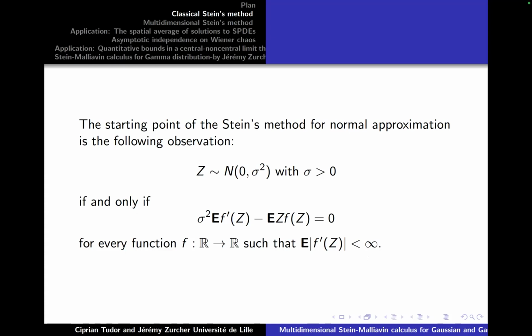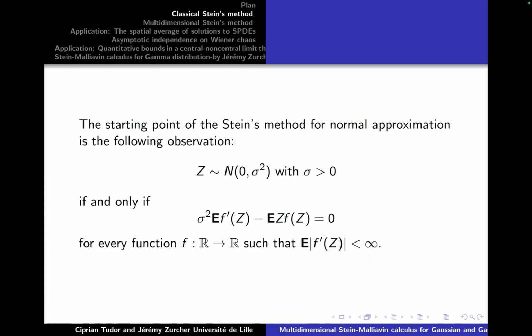If you consider Z to be Gaussian, you can prove this identity just by hand, writing the Gaussian density, integrating by parts and so on. And there is also a pretty easy argument for the converse direction, for example, via the characteristic function. So this is easy, and this is the starting point of the Stein method.